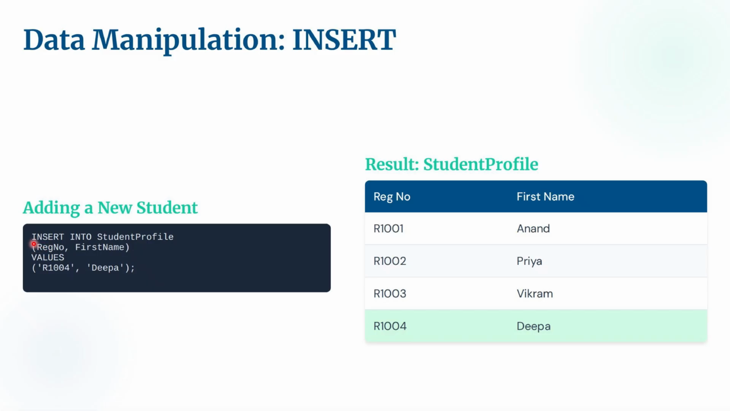You have to write the query as insert into student profile, to which columns? To register number and first name. So to both these columns we are going to insert values. So we have to mention the column names. And after that, what are we going to insert? We are going to insert the values to these two columns. So insert into table name, column names and values of 1004 and Deepa. So these two values are inserted into the respective columns.